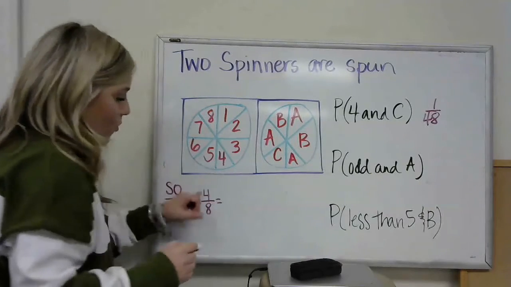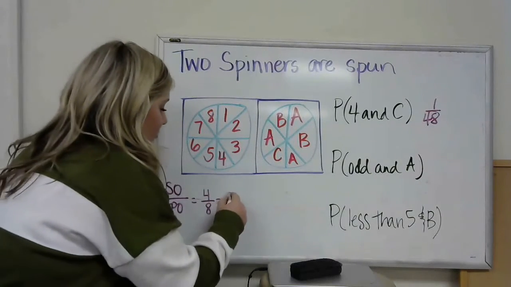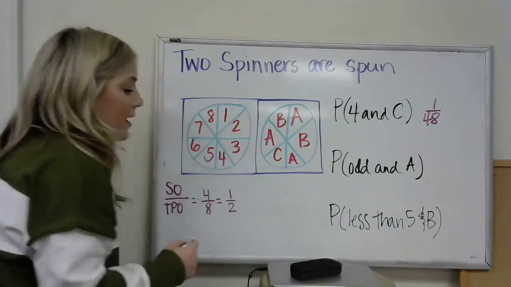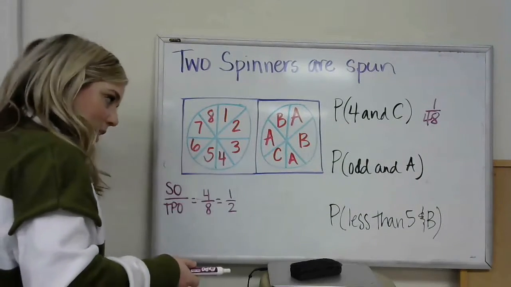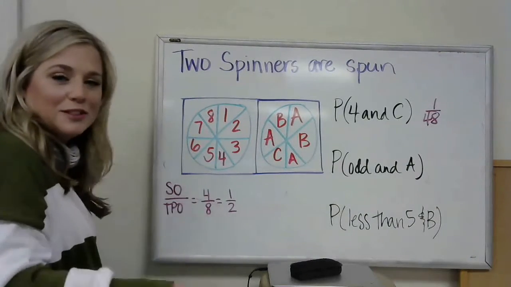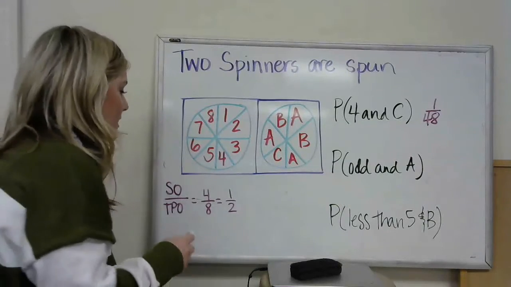And we know that 4/8 is equivalent to 1/2. And if you reduce before you multiply, you don't have to reduce at the end. Sorry, not multiply. I'm losing my mind.